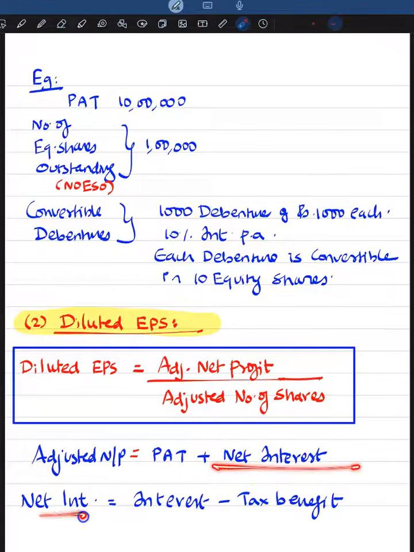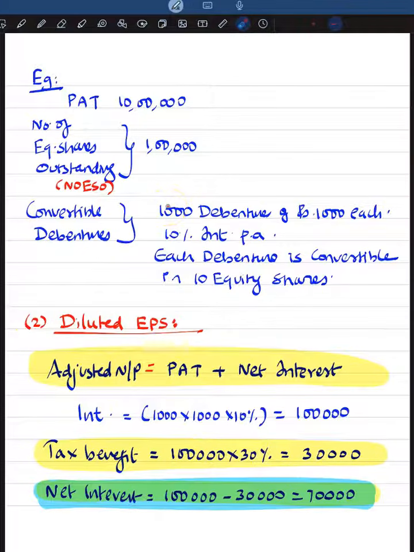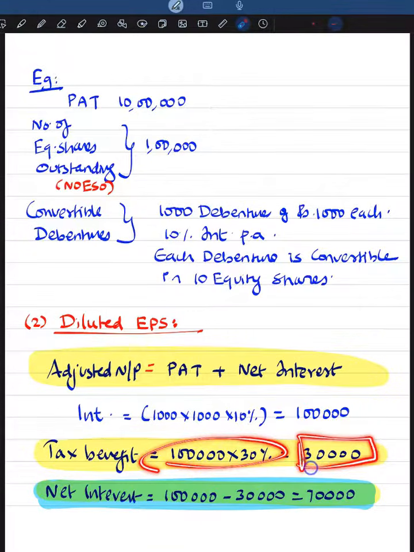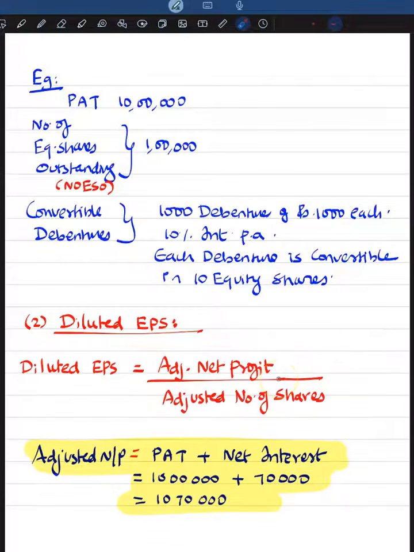And how do we arrive at net interest? We take the interest and net off the tax benefit. So first let's calculate what is the interest here. So 1000 debentures of 1000 each multiplied by 10% will give you interest, which is 1 lakh. Assuming 30% tax rate, the tax benefit on account of this interest is 1 lakh into 30%, that is 30,000. So the net interest is difference of these two, that is 70,000. So we got the numerator one element, that is net interest. Hence it is easy to calculate the adjusted net profit, which is profit after tax plus net interest. 10 lakh plus 70,000, it is 10 lakh 70,000.